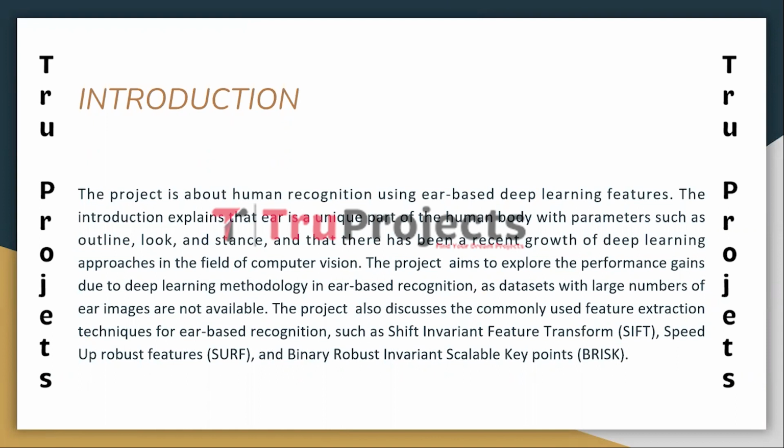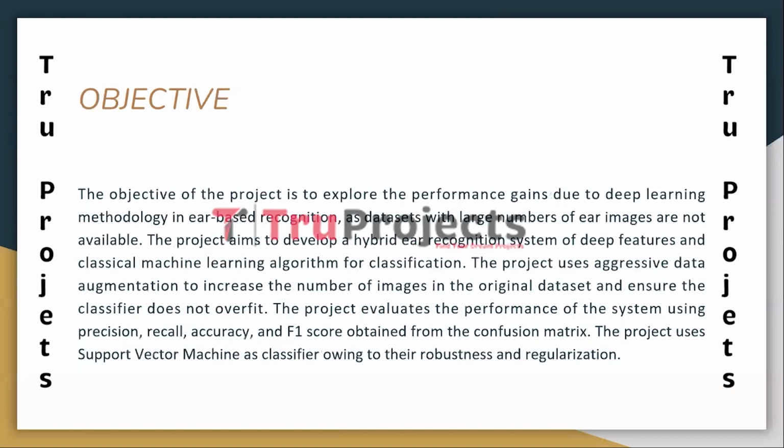Since datasets containing a large number of ear images are available, the project aimed to investigate the performance improvements achieved through deep learning approaches in ear-based recognition. The project also discusses the commonly employed feature extraction techniques in ear-based recognition, including scale invariant feature transform, speeded-up robust features, and binary robust invariant scalable key points. The main objective of this project is to investigate the improvement in performance achieved through the application of deep learning techniques in ear-based recognition.